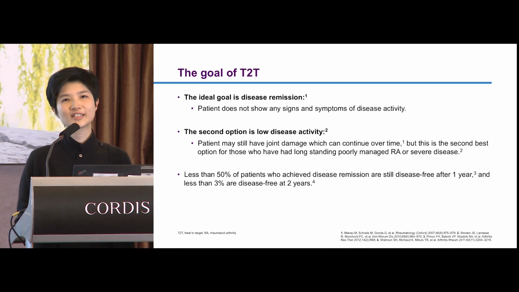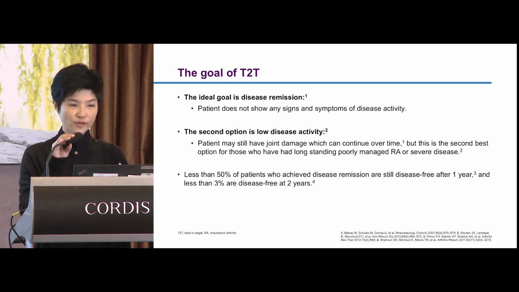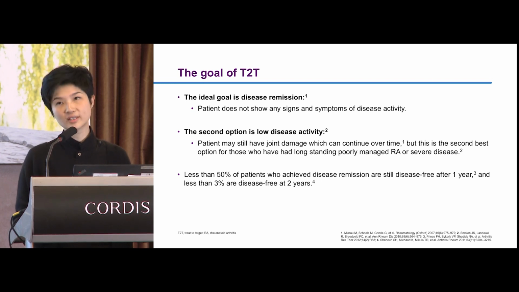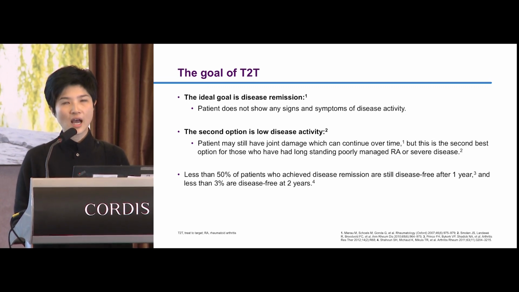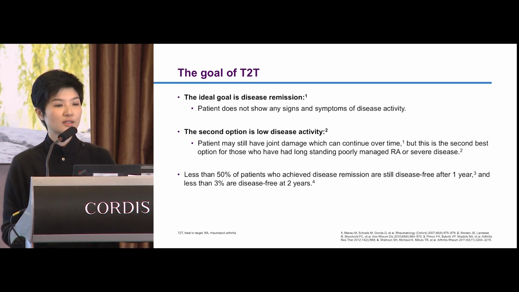So we come to the concept of treat-to-target again. The ideal goal is, of course, disease remission. That means the patient does not show any sign or symptom of disease activity. But for patients with severe disease or long-standing poorly managed rheumatoid arthritis, low disease activity is still the second best option. Actually, there are some studies describing the duration of disease remission in 2011 and 2012.